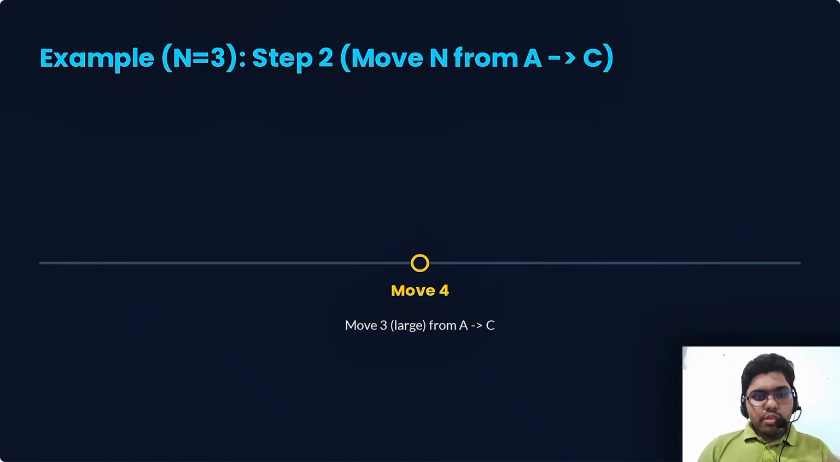Step 2 is now trivial. Move 4. Move the large disk from A to C. This is a huge moment. The largest disk is now on the target peg, where it will stay for good. It's out of the way.